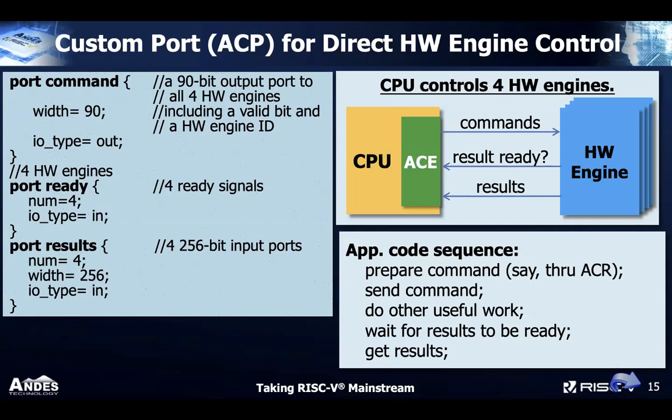You define how many ready signals you need. If you have 10 engines that start and finish at the same time, maybe you need one. Or if they could be independent, you just need many signals. And then lastly, the data input ports: when the CPU and hardware engine are done, how much data is going to come into the CPU. In this example, we create 4 ports that are 256 bits wide. There are a lot of different ways to implement these.